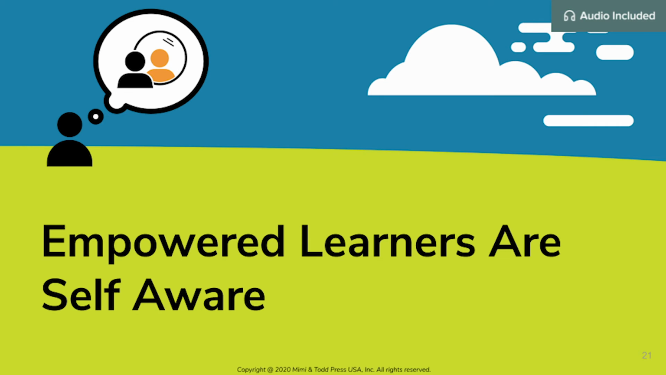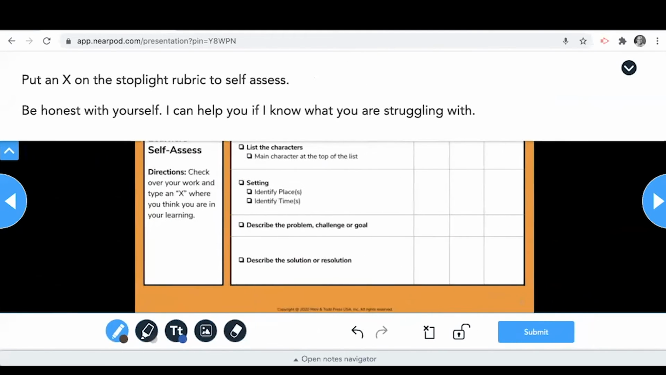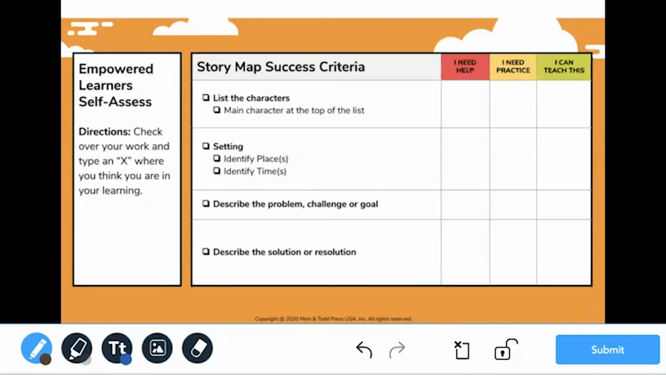Now, we're not done yet, because if you remember from my introduction, our learning network is all about empowering kids to take ownership of their learning. And that means that they have to become a lot more self-aware. And so we do that through self-assessment. And so for every formative task that we've designed, there is also a companion stoplight rubric. And here are the directions. Put an X on the stoplight rubric to self-assess. Be honest with yourself. I can help you if I know what you are struggling with. They can make those directions disappear. And then right here, they could use different features. They could just use an X to let us know where they're at.